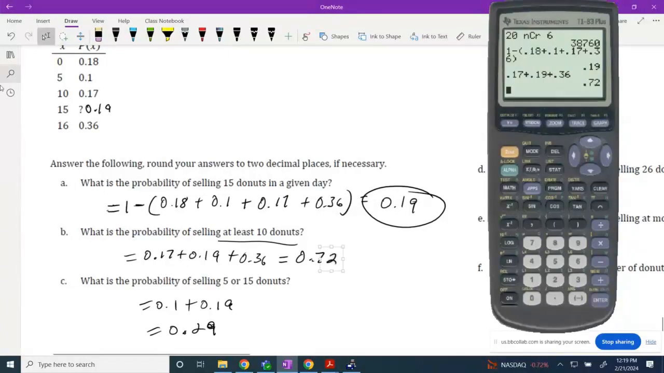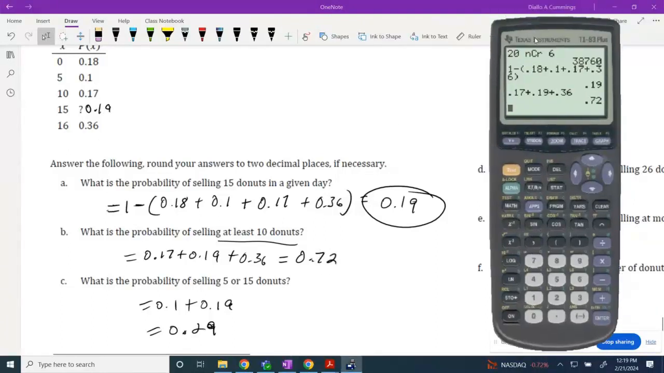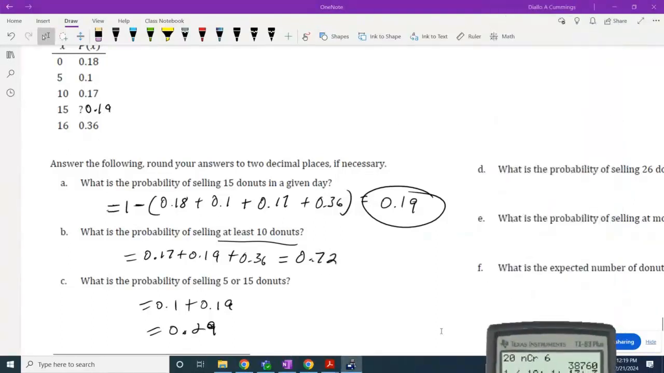So for these probability distributions, you don't want to use that minus thing. You just want to straight find the probabilities that you're interested in. All right. On A, we get one minus, because we already had one missing, so we couldn't use that. And then in order to answer C, you had to know the probability of those donuts.